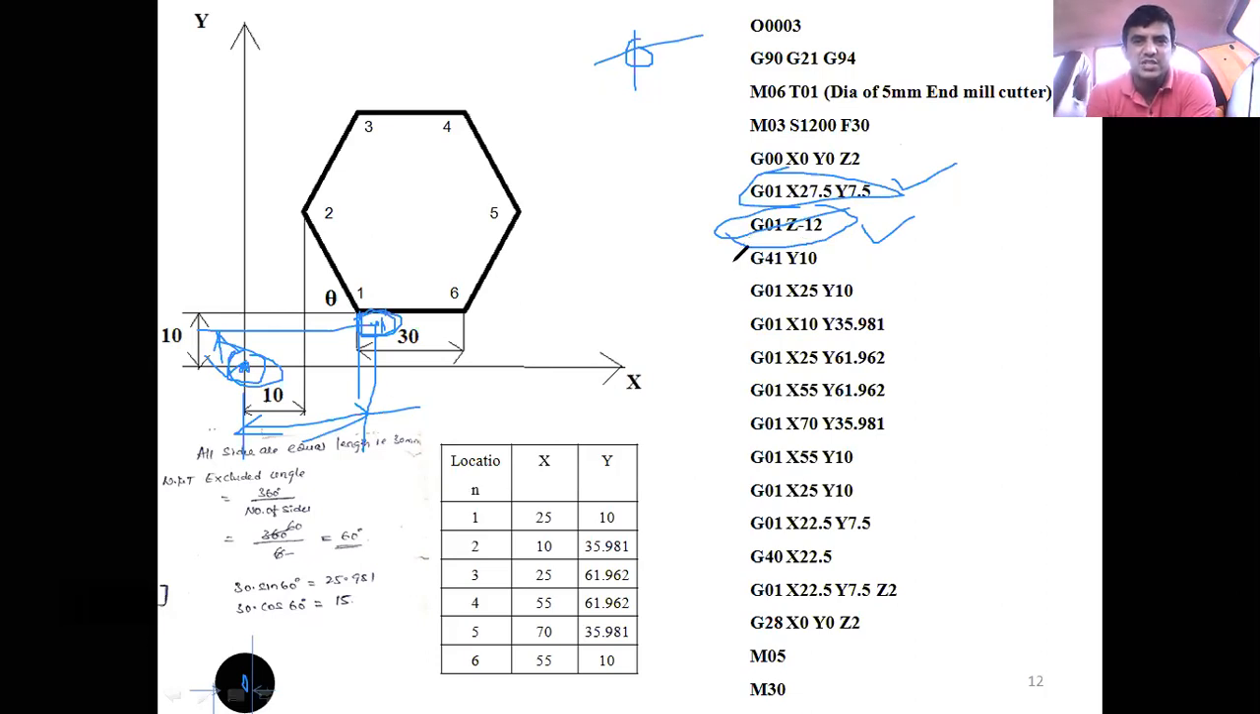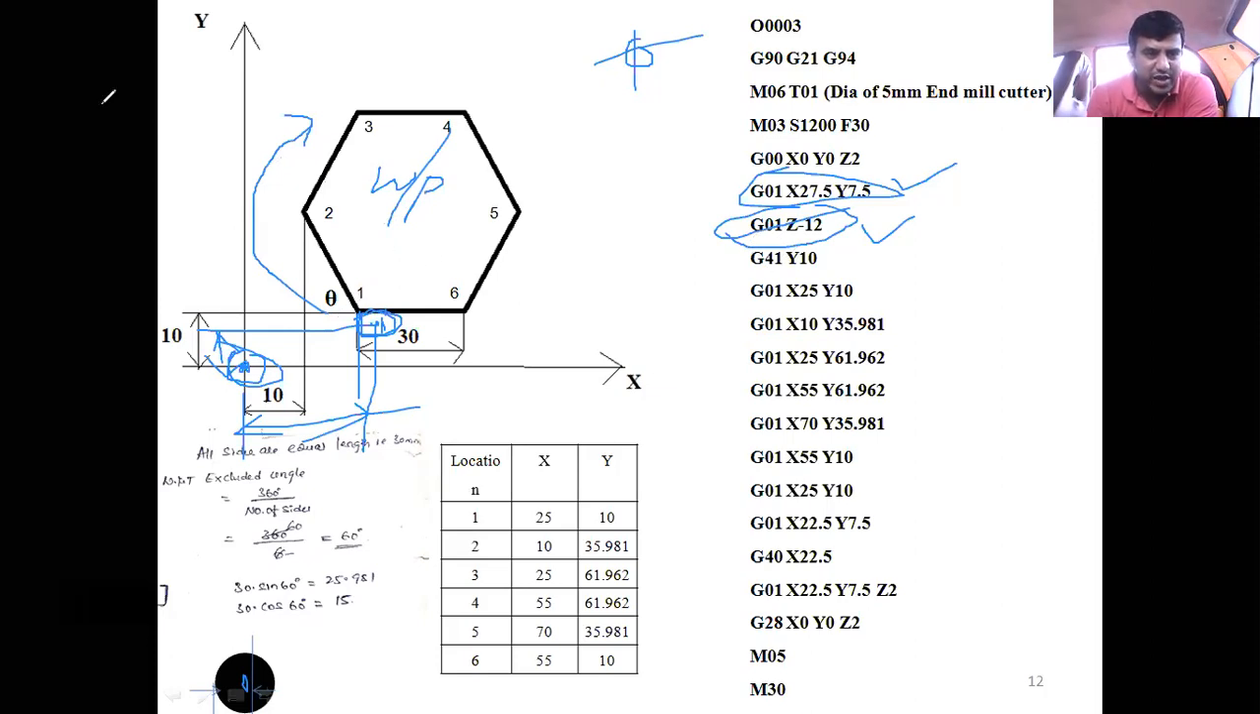Now we'll give the cutter radius compensation. In what direction are we moving the cutting tool here? This is the workpiece. I want to move the cutting tool on the left side of the workpiece, right? I am moving in a clockwise direction, right? That's why you give G41, cutter radius compensation, left side of the workpiece.